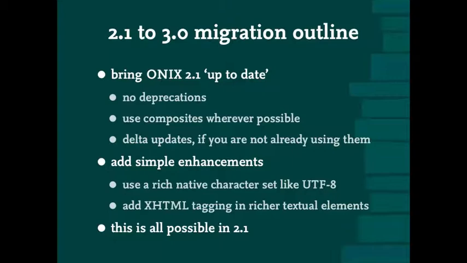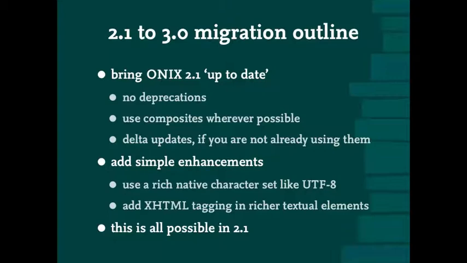In ONIX 2.1, you can use a rich character set like Unicode and UTF-8, and you can use HTML or XHTML tagging in text elements. Do all of those things and you bring your ONIX 2.1 up to date. That prepares you for the migration, but you're still using 2.1.